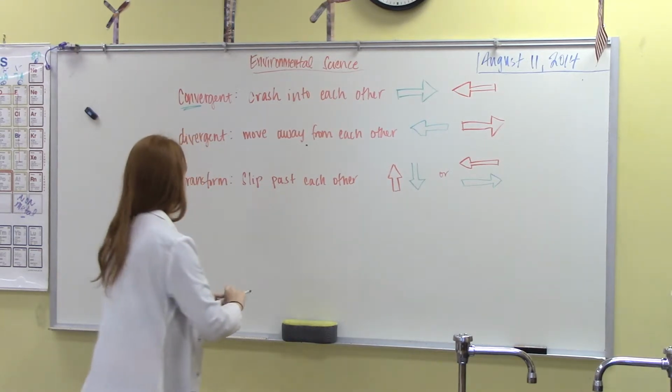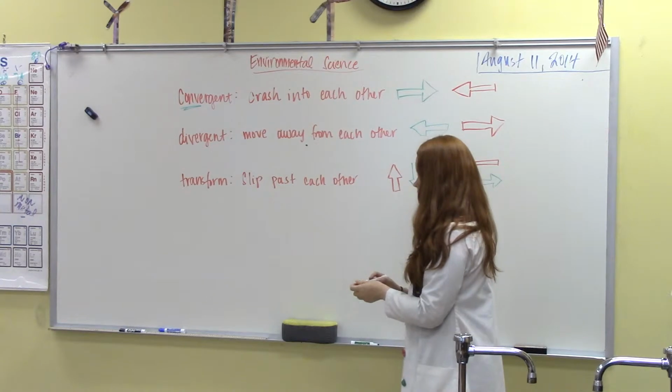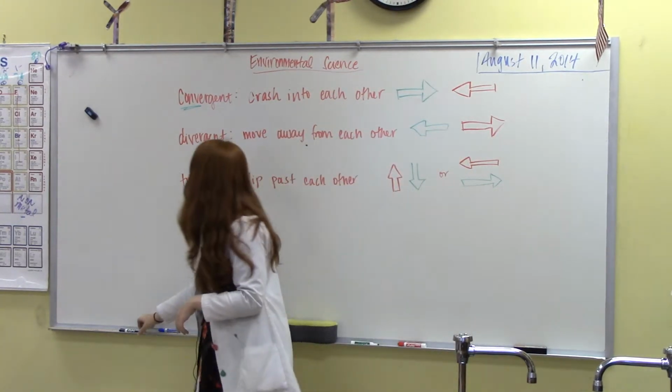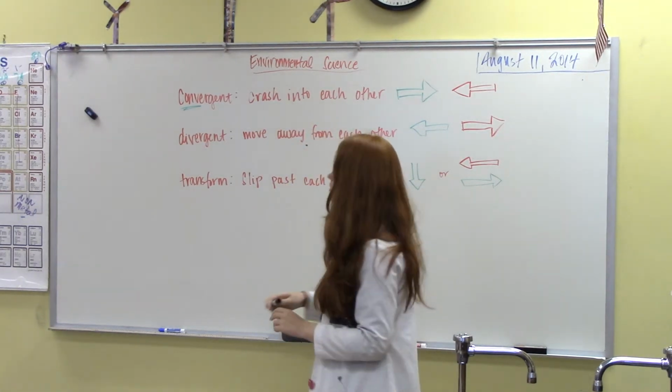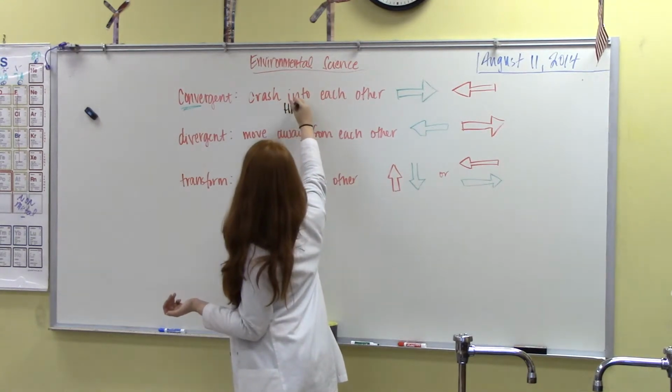Awesome. Okay, so let's talk about examples of these different types of plate boundaries that we see on Earth. Convergent is where we can have mountain chains form. One really popular mountain chain that is an example of this is the Himalayas.